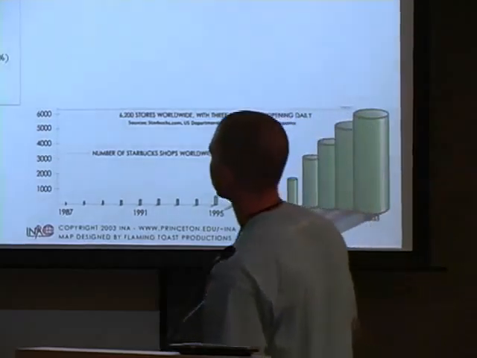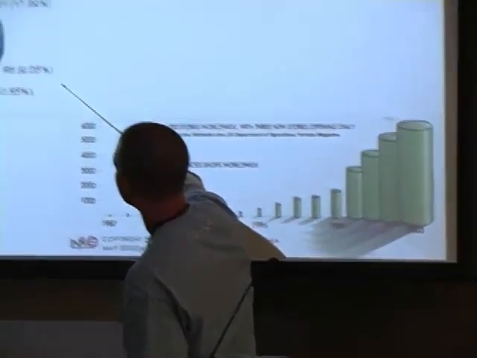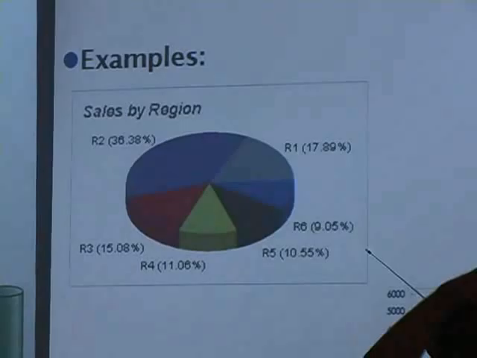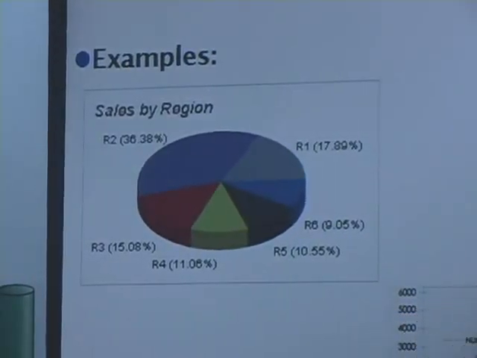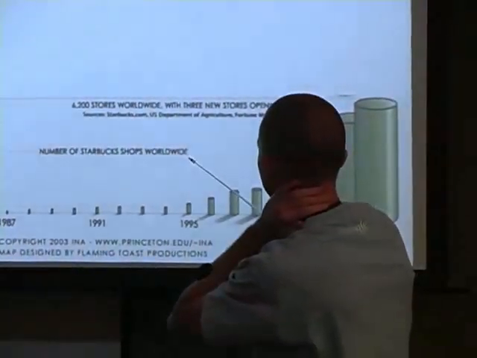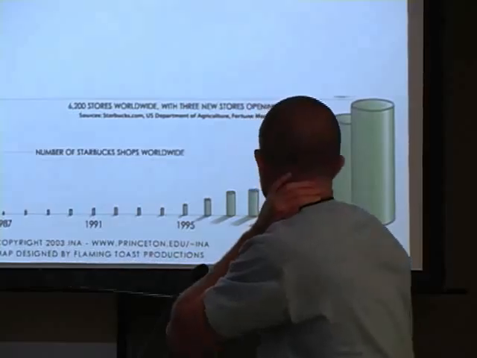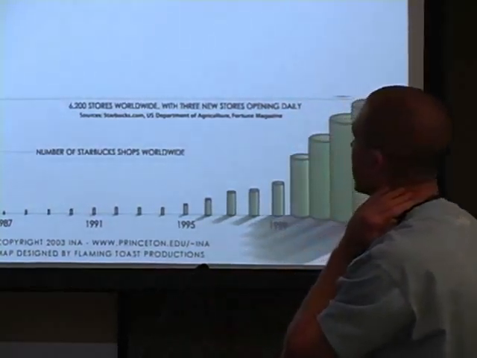So what is this? This is sales by region. Actually, I think I found this one by doing a query for 3D pie chart, and this was on the first web page that came up. And then this one came around. This is the number of Starbucks stores worldwide from 1987 until 2003. So basically the third dimension is completely useless on these plots.